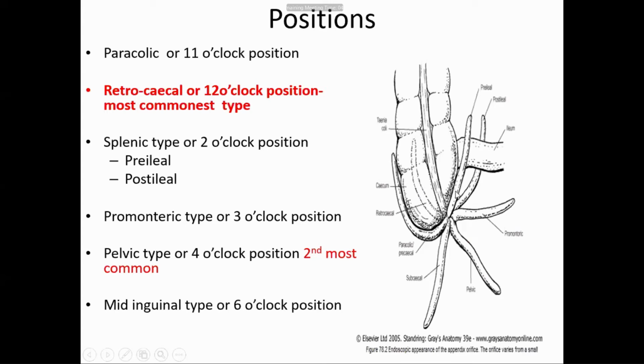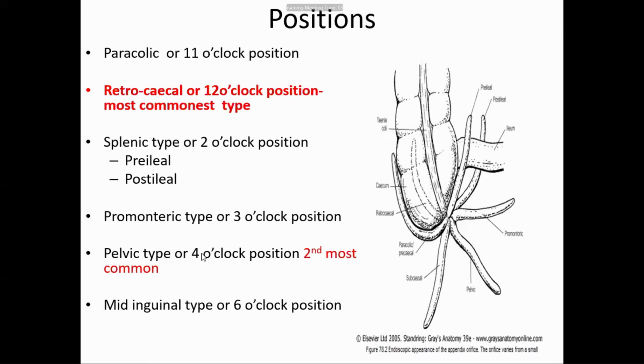Now the third one is the splenic tip of the vermiform appendix. It is directed towards the spleen. They may be either pre-ileal or post-ileal. Now the fourth one is the promontory type. The tip is directed towards the sacral promontory. The sacrum has an elevation named the sacral promontory. If the tip of the vermiform appendix is directed towards the sacral promontory, it is named the promontory type or the 3 o'clock position.